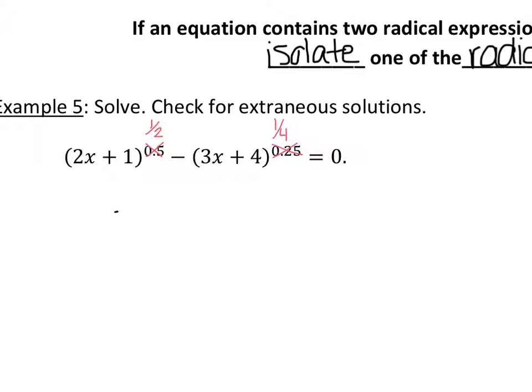Anyways, so we need to get one of these things by itself. So let's add 3x plus 4 to the fourth to the other side.